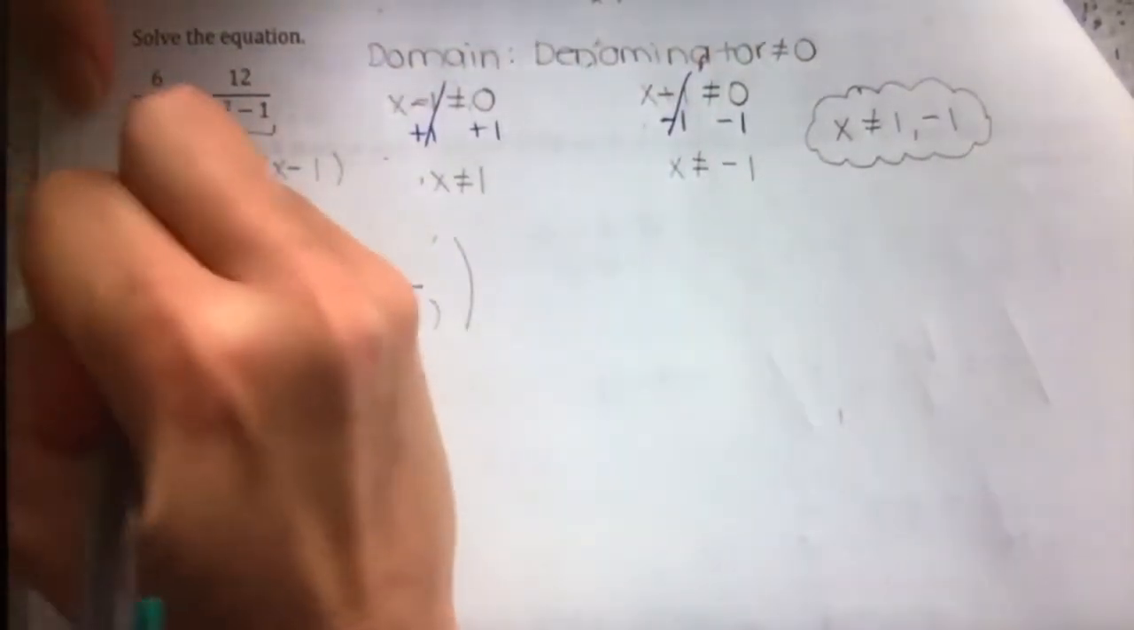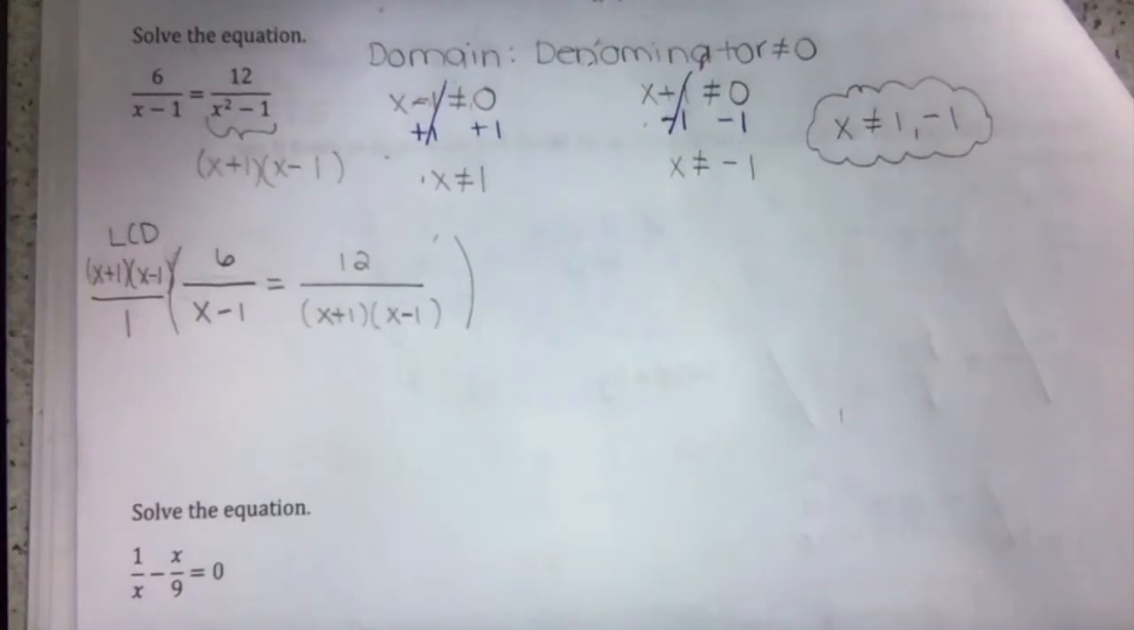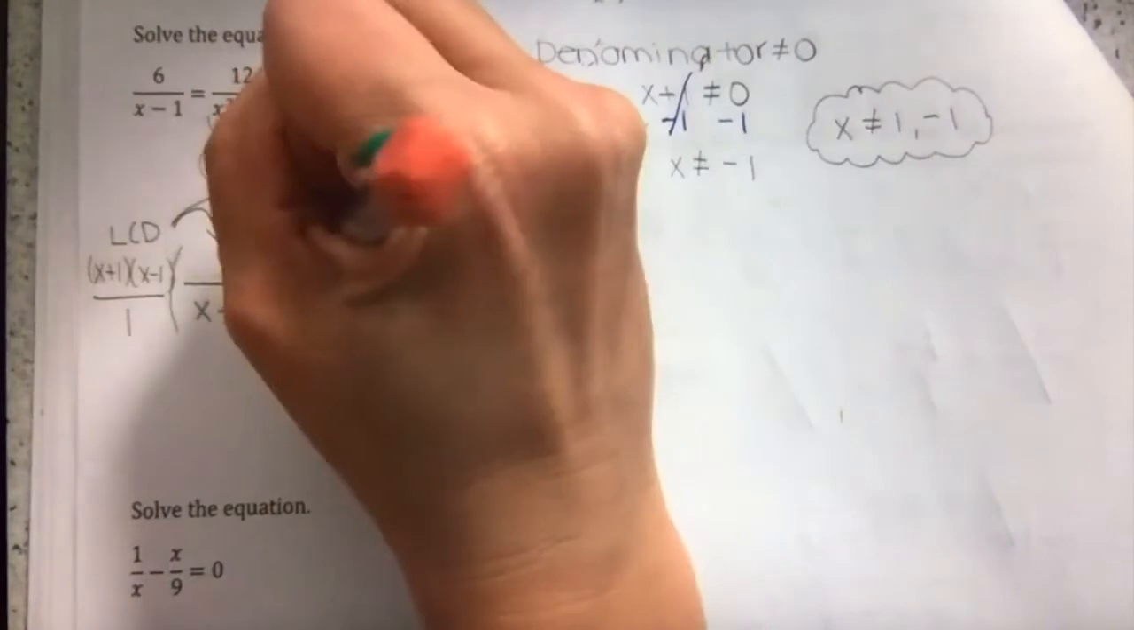X plus 1 times x minus 1 is our LCD. If it helps you to write that over 1, so that way you know you're going to multiply straight across. So basically that LCD is going to the top of our fraction, the bottom of the fraction staying the same. We are going to distribute that to every single term on both sides of our equation.